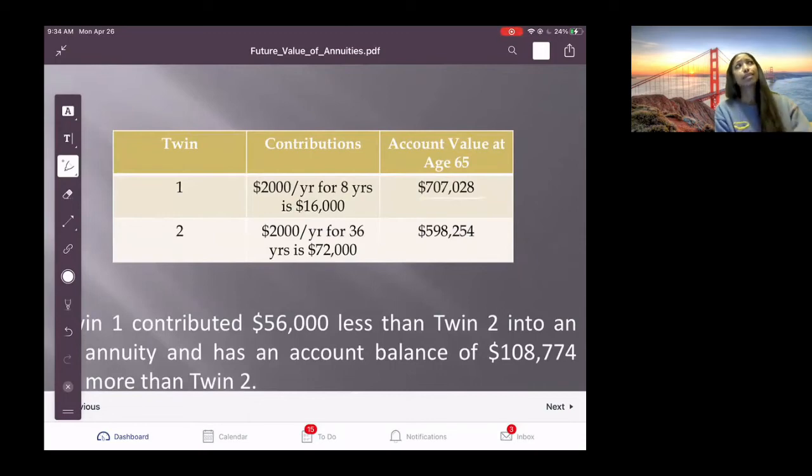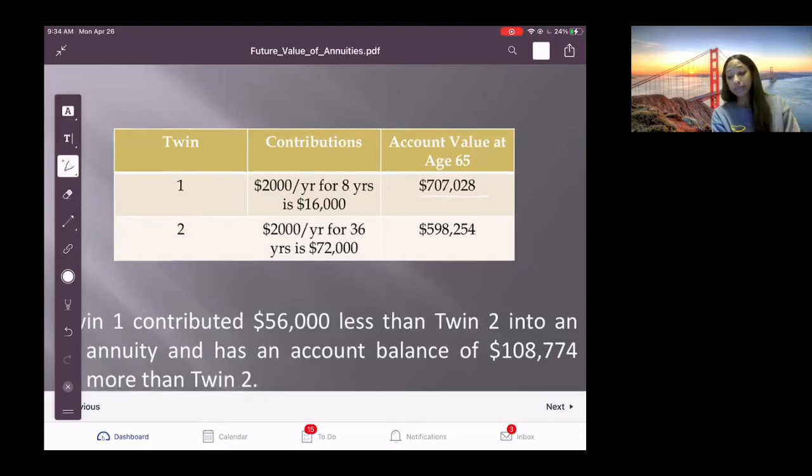Twin two didn't put anything in at the beginning, so they decided to hold off on investing into a retirement account. Then after 8 years, they started investing. For 36 years, they put in $2,000 every year. That's $72,000 of their own money that they put in, and that grew to $598,000, which is still a nice investment.